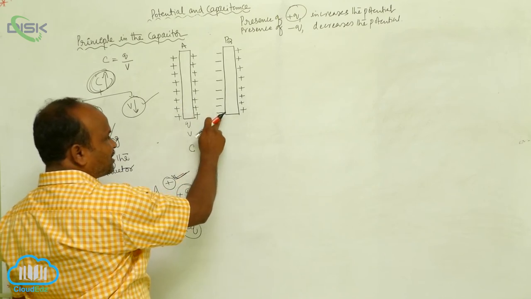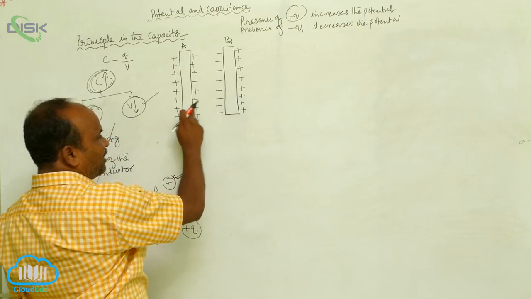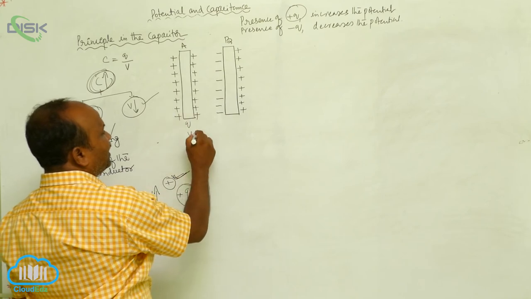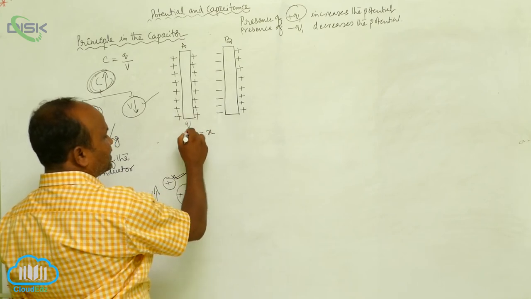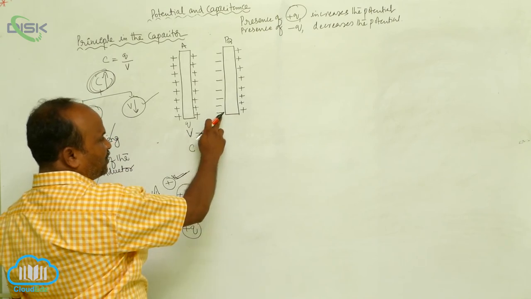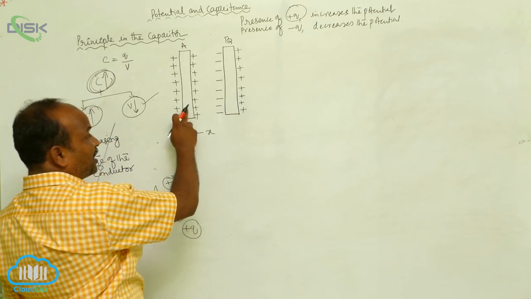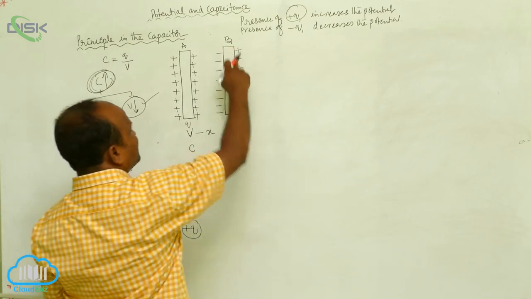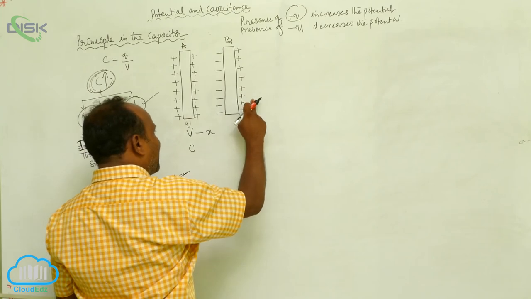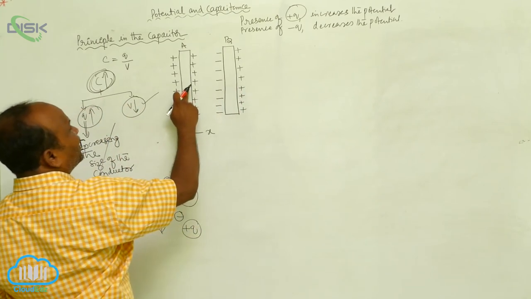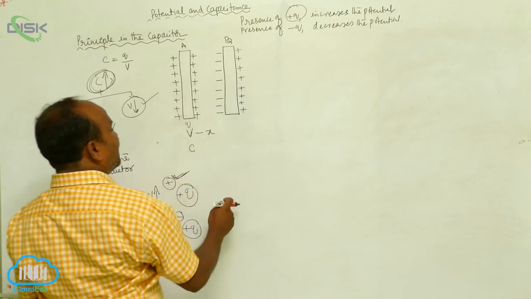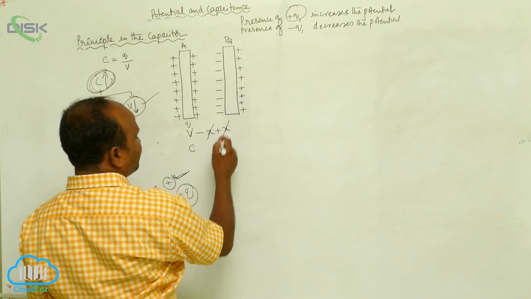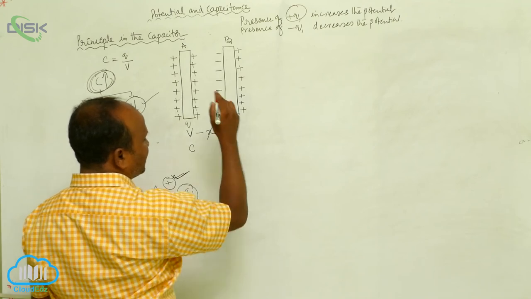There is a negative charge, and there is an original potential. Because of this negative charge, its potential is decreased by an amount x. And again, there is a positive charge. This positive charge increases the potential of A by the same amount x. Therefore, minus x and plus x get cancelled. Now, in this case, what is the potential?